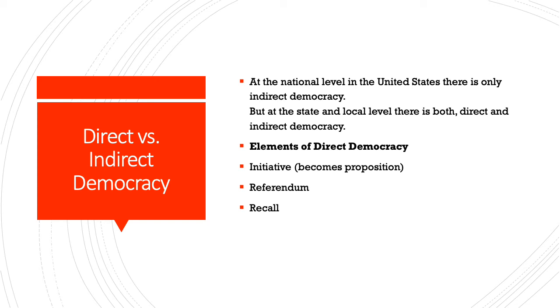The second element of direct democracy is referendum. Referendum is when the state legislature writes the law, but then instead of voting up or down on that law, it sends the law for the up or down vote to the people. And at regular election time, people come out and they vote yes or no on the referendum.